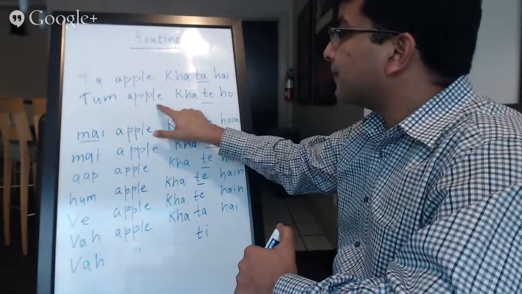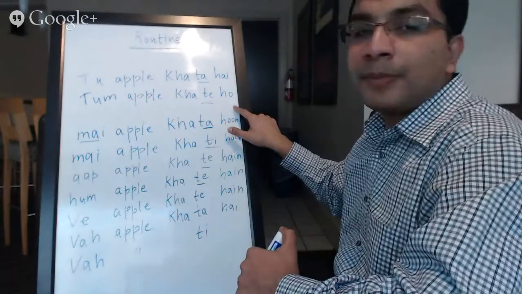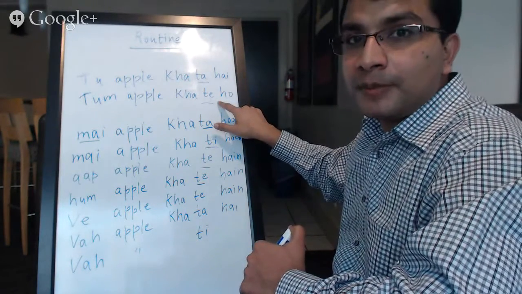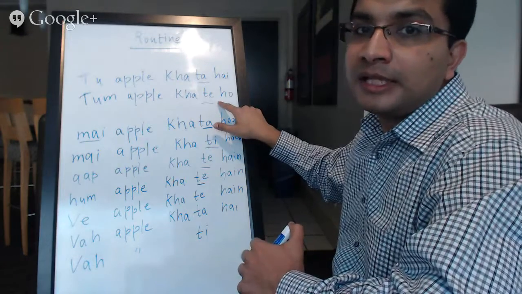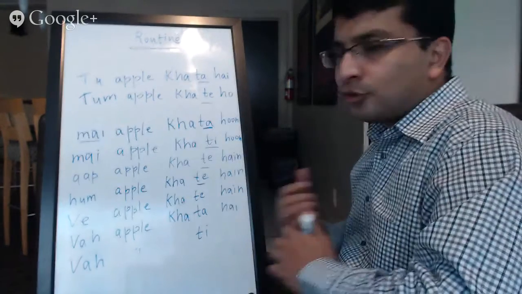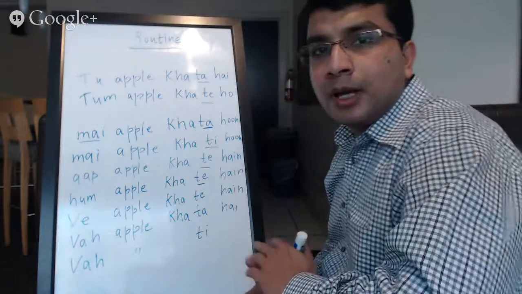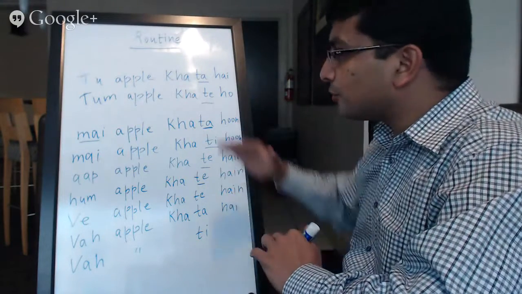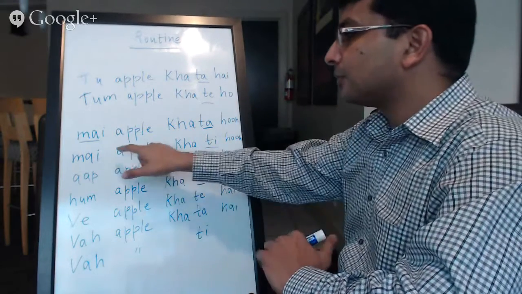तुम एप्पल खाते हो. Again, if you're talking to a female, it will be तुम एप्पल खाती हो. You don't have to memorize all of them. I'll be repeating it multiple times, so it'll be easier for you as we go through.